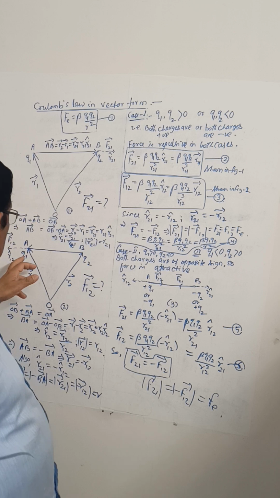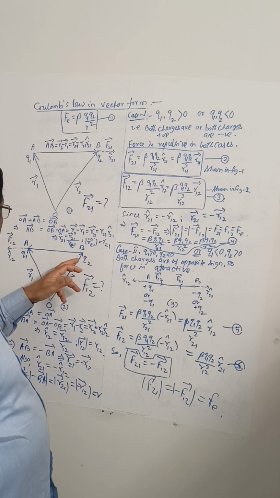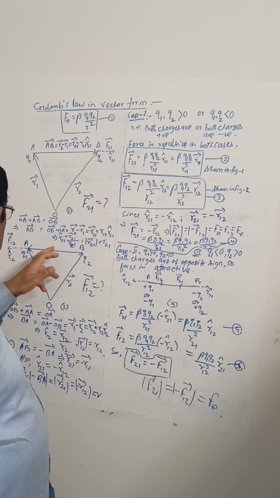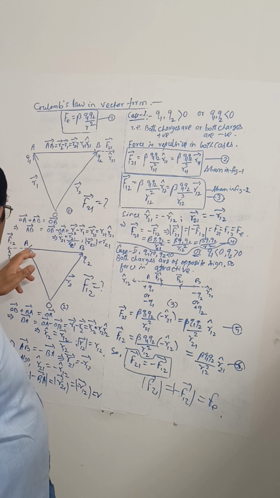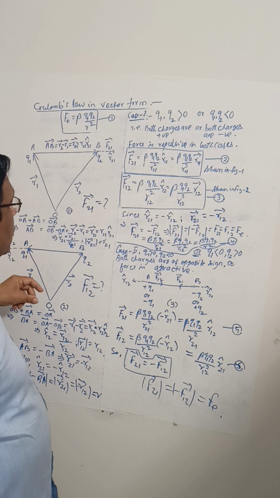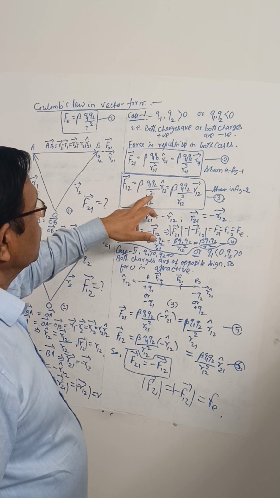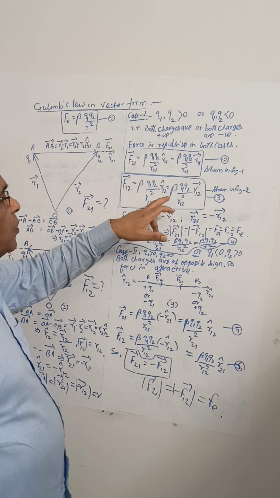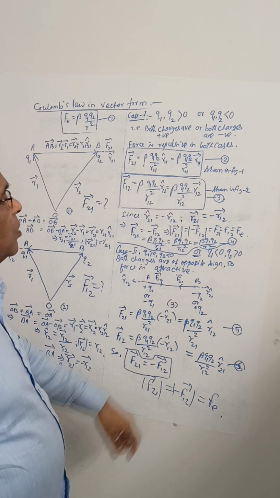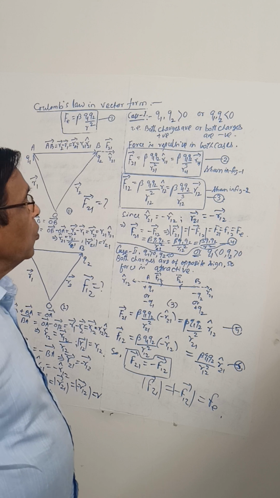Similarly, the force on Q1 due to Q2 is also repulsive and it is directed in the direction of vector BA, that is, in the direction of R12 cap, and is represented by vector F12, which is given by F12 = β Q1 Q2 / R12² times R12 cap, which is equal to β Q1 Q2 / R12³ times vector R12.